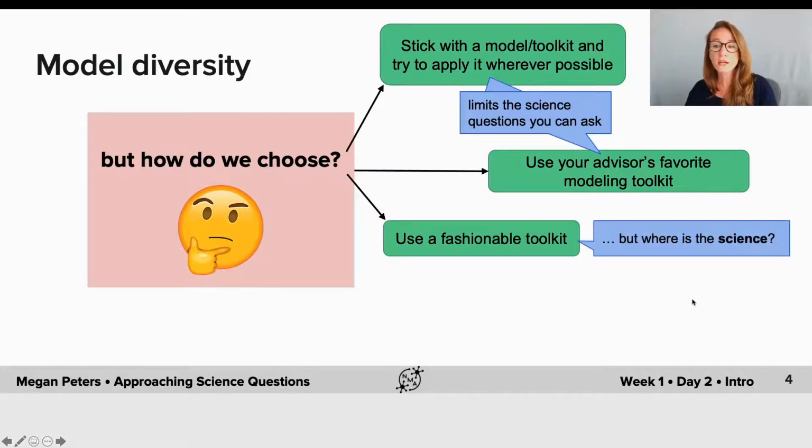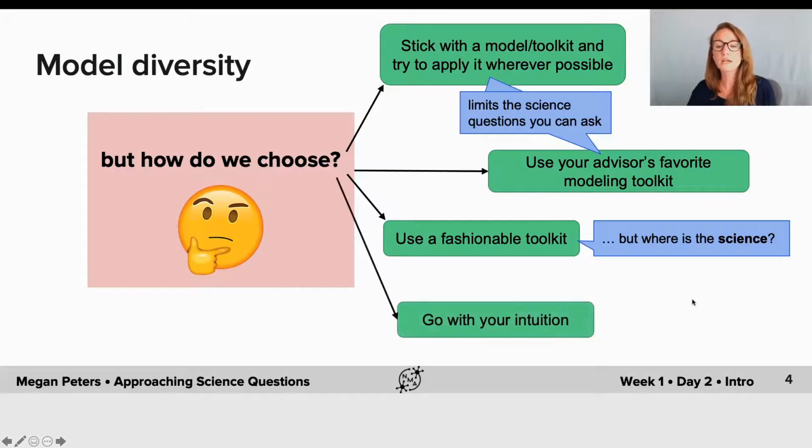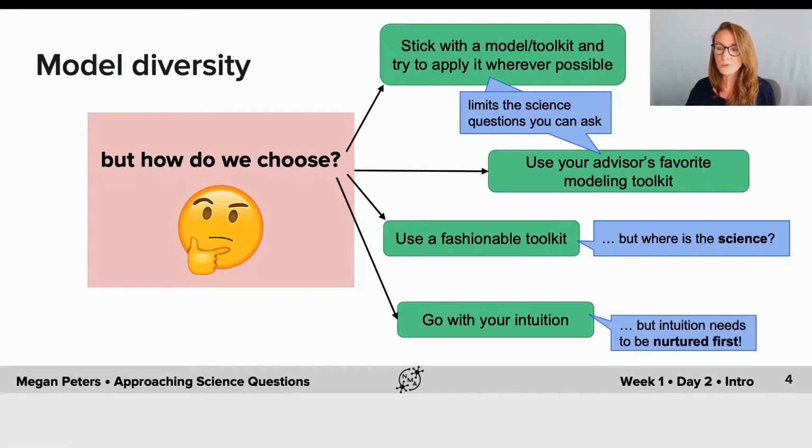And of course, on the other side, you could just go with your gut, which model you think might be the right one. The problem is, of course, that our intuitions need to be nurtured. That's really what we're starting to do in the Neuromatch Academy program, is begin to shape that intuition for all of you.